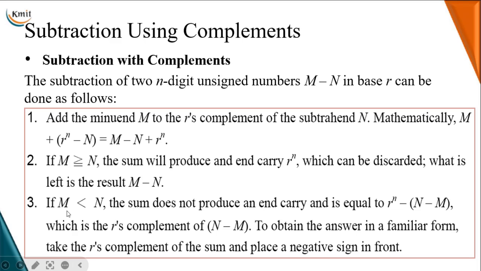If the minuend is less than the subtrahend, then that summation doesn't produce any end around carry. Since it is r power n minus (N minus M), the difference between the subtrahend and the minuend would be generated here in r's complement. To obtain the actual difference between the two numbers, we need to obtain the r's complement of the given number and assign a negative sign in front of the difference. So this is the method of subtraction to be followed if you prefer r's complement.